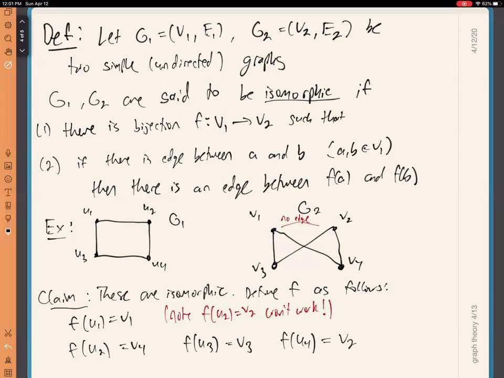You can check that this function is definitely a bijection. There are not two values going to the same place, so it's injective and it's clearly onto, so it's a bijection. The important thing to double check is property 2: that whenever I have an edge, if I look at the corresponding points that this function sends the two vertices to, there's still an edge between those, which you can check for this example.